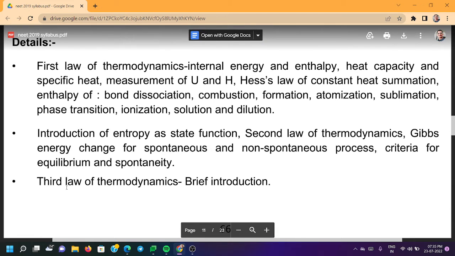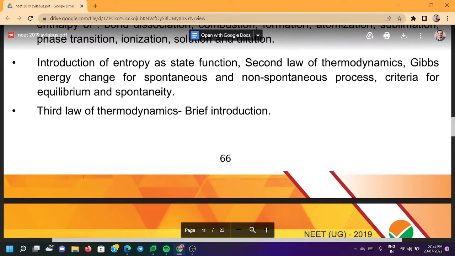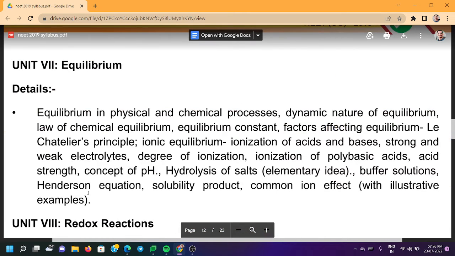Introduction of entropy as a state function. Second law of thermodynamics gives energy change for spontaneous and non-spontaneous processes. Criteria for equilibrium and spontaneity. Third law of thermodynamics, brief introduction.